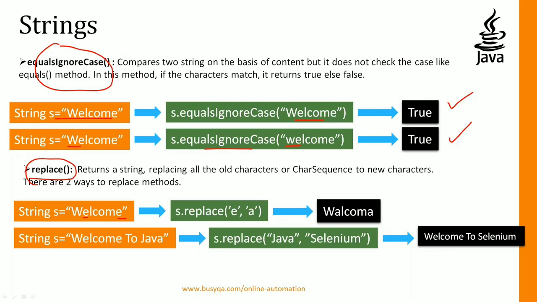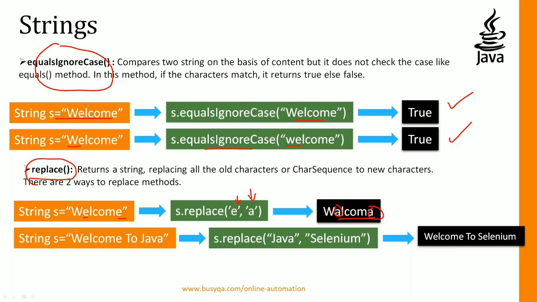How to use this? S is a string, so s.replace, wherever E occurred, I want to replace with A. Now after replacing, the output will be like this. So A here and A here. That is replacing of characters.